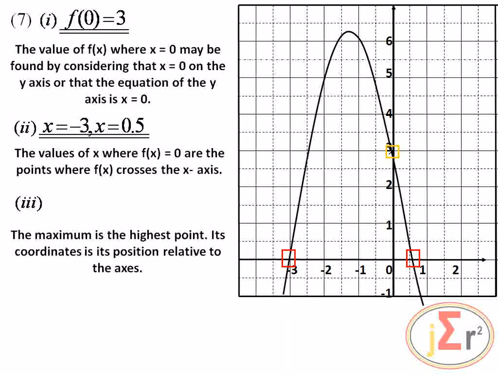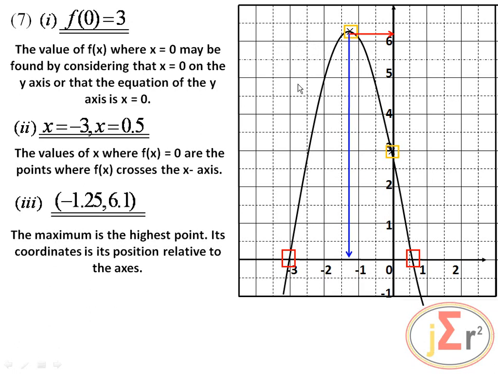The maximum is the highest point. Its coordinates are its position relative to the axis. So the highest point on the curve is the maximum, and relative to the x-axis we have negative 1.25, and here about 6.1. So the coordinates of the maximum point are negative 1.25 and 6.1.